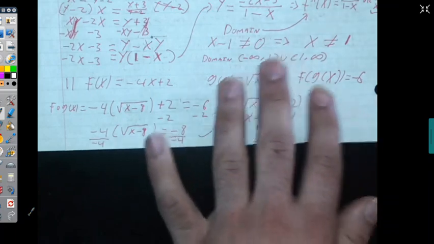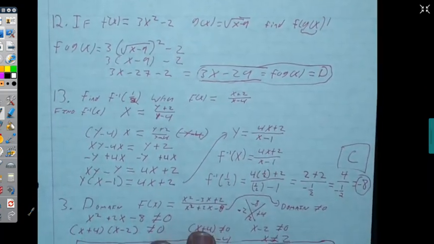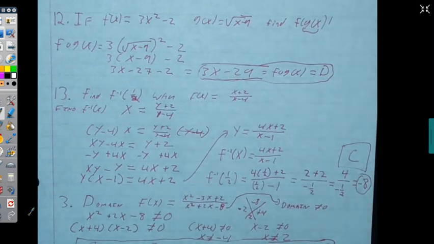Alright, moving on to problem 12. If f of x is equal to 3x squared minus 2 and g of x is equal to the square root of x minus 9, find f of g of x. Okay? So what we do here, we plug g of x into f of x. We take the square root of x minus 9, that is g of x, and since we're finding f of g of x, this gets plugged into f of x.